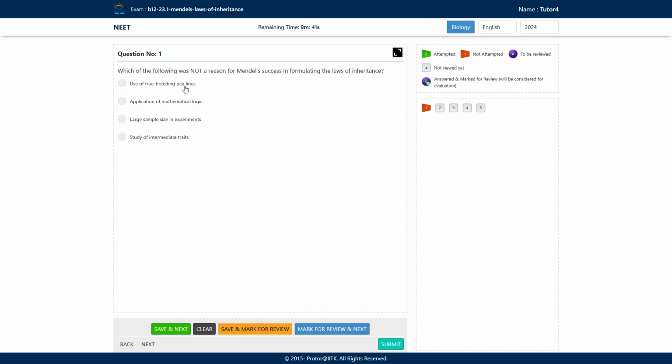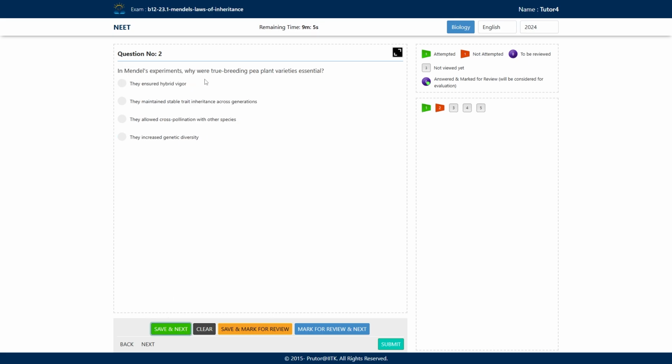What are the options? Use of true breeding pea lines. Second, application of mathematical logic. Third is large sample size in experiment. And fourth is study of intermediate traits. What will be the correct answer here? The answer will be study of intermediate traits. So Mendel did not study intermediate traits. Mendel was studying the contrasting traits. Okay, option D will be the correct answer here.